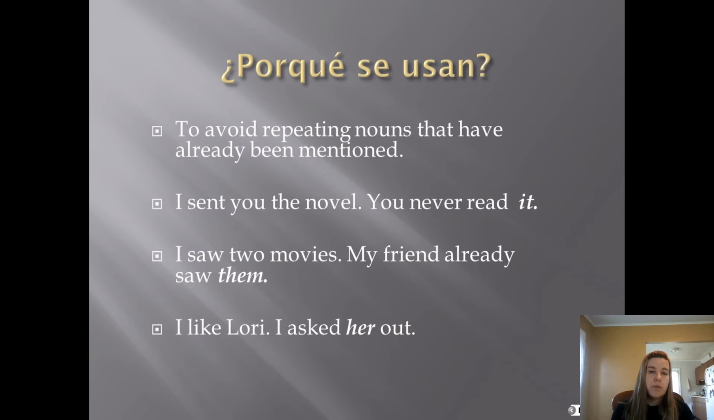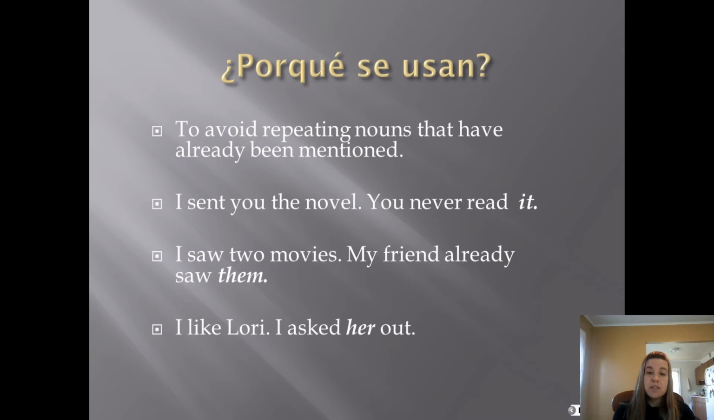Well, we use them to avoid repeating nouns that have already been mentioned. I sent you the novel. You never read it. So, going back to what did I send you? The novel. We're going to replace the novel with the direct object pronoun, it. You never read it. So it makes it a little bit more simplified than saying, I sent you the novel, you never read the novel, did you like the novel? It just avoids repetition, and that is naturally how we use our language. So, of course, that's naturally how Spanish is used.